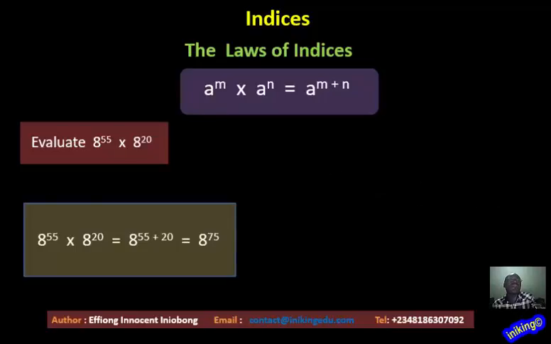So that was it for the first law, where you have two numbers expressed in the same base and they are multiplying themselves. The rule simply says add up their indices.